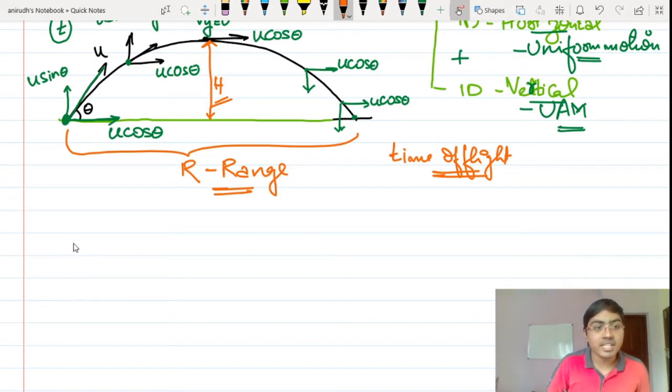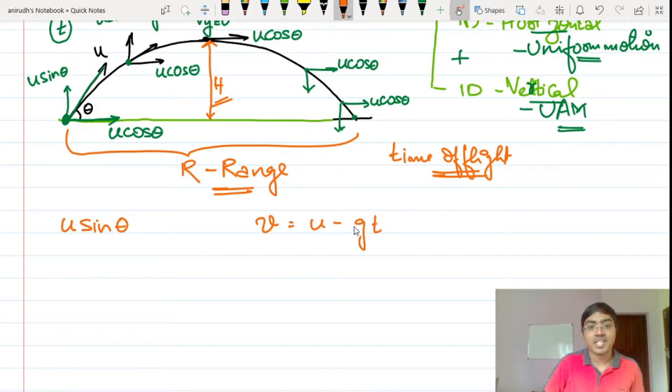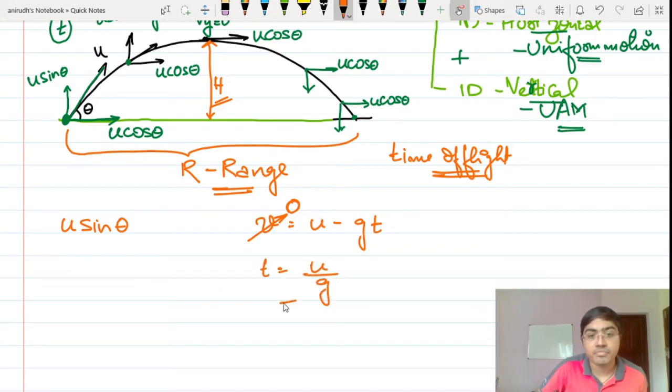So that vertical initial velocity is u sine theta, right? It goes up, so I can simply use the equation v is equal to u minus gt here to reach the upward. If this is the time taken to reach the topmost point, I can say that at the topmost point this velocity is equal to 0. I am talking about only and only the vertical component of velocity. So time taken is equal to uy divided by g, isn't it?